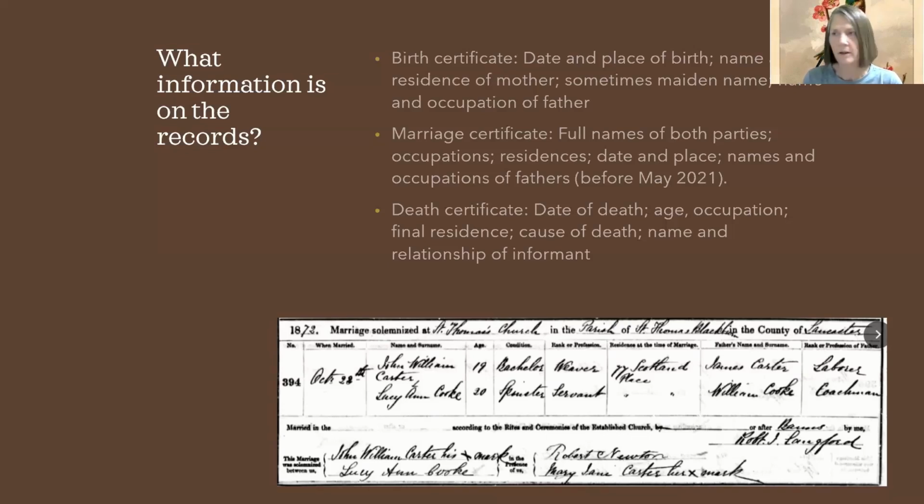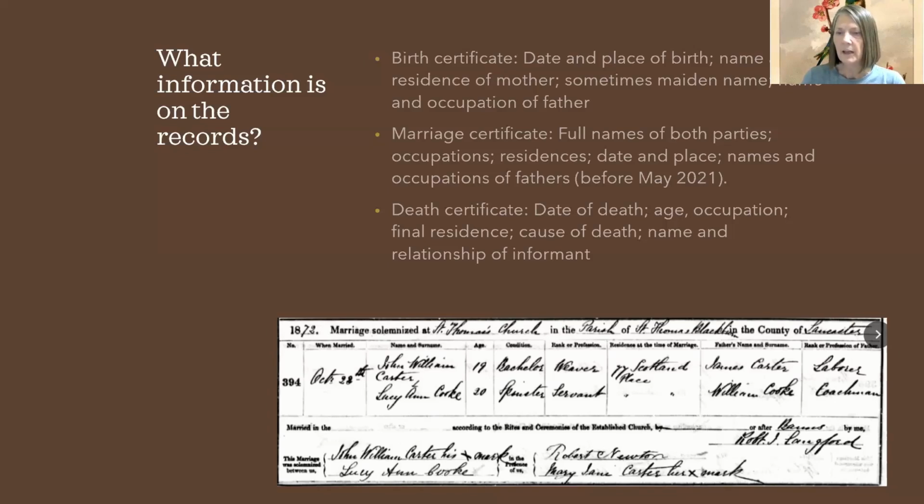I couldn't do that by looking on the free BMD. I had to actually go, because that would just give me the information that's in the index. So what I had to do, and this is a really good tip for you, is I had to go to the children, and we'll look at that later. But when you go to the children, you can find the mother's maiden name oftentimes on the index, not always.